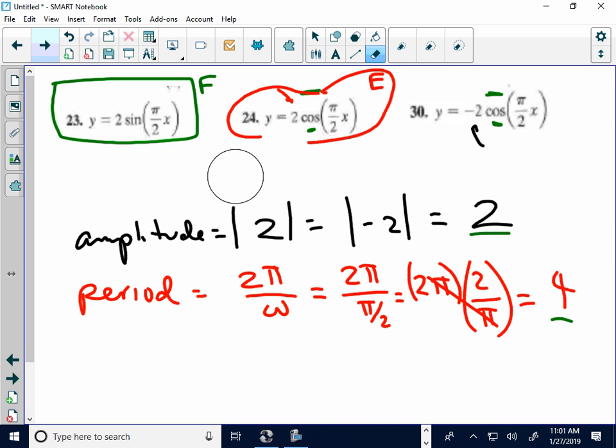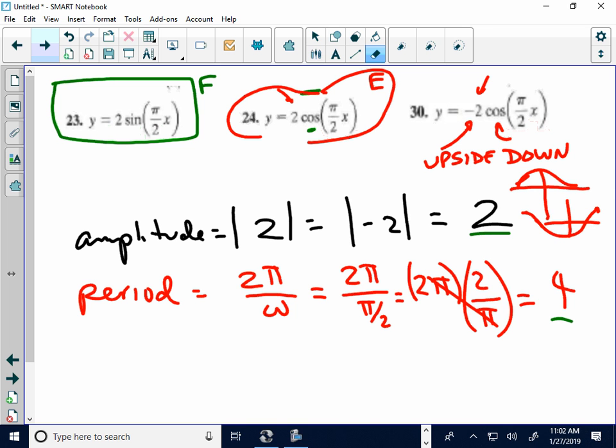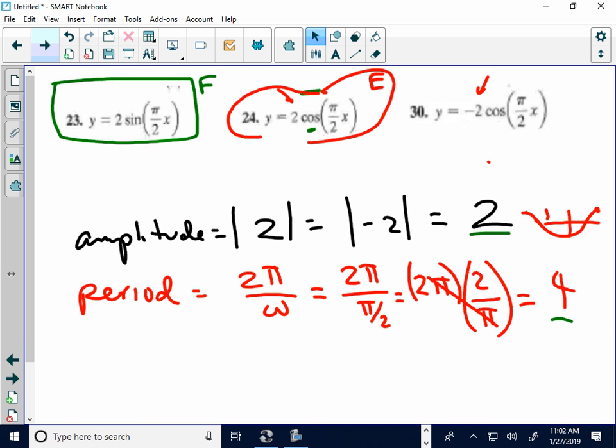Third one, number 30, which is actually deeper in the problem set, but since it has the same amplitude and period, we'll look at it now. Again a cosine wave, but now it's upside down, caused by the negative coefficient. A regular cosine wave looks like that, so upside down is going to start down at the bottom and go like that. So we're looking for an upside down cosine wave, still amplitude 2, still period 4.